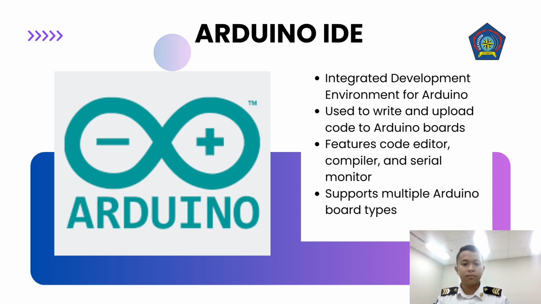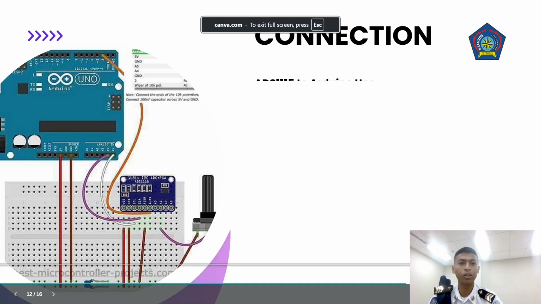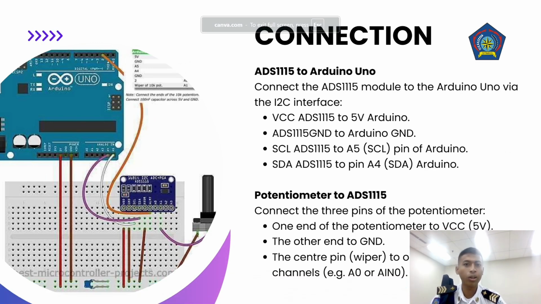Next. Let me continue the presentation. The next slide is about the connection. The first one is the connection from the ADS1115 to the Arduino Uno. Connect the ADS1115 module to the Arduino Uno via the I2C interface: VCC of the ADS1115 to 5V on the Arduino, ADS1115 ground to Arduino ground, SCL of the ADS1115 to the A5 SCL pin of the Arduino, and SDA of the ADS1115 to A4 SDA on the Arduino.